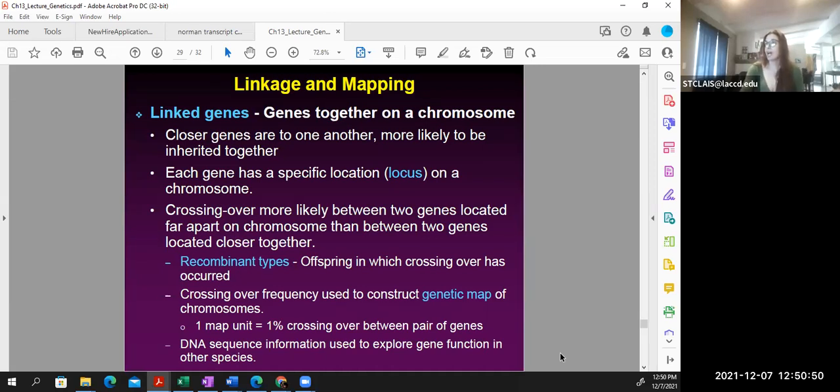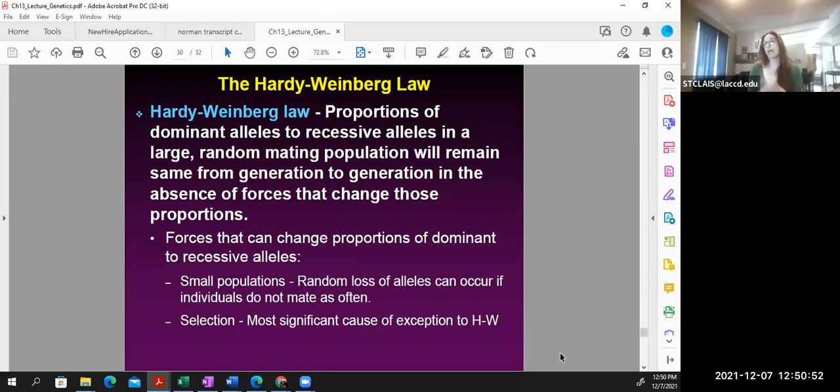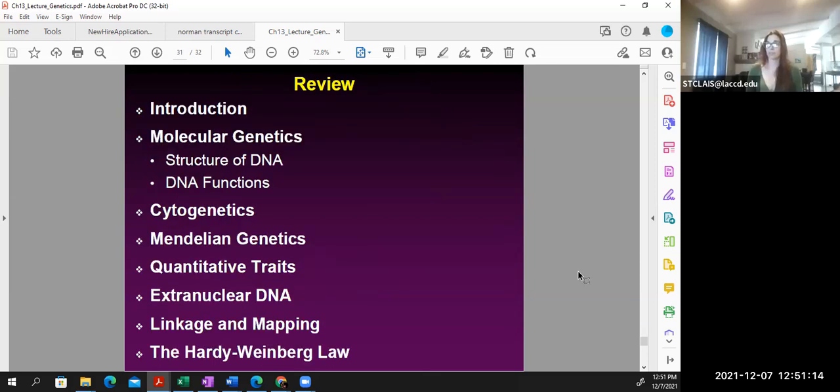Okay. There's also Hardy-Weinberg theory, and this says that the proportion of dominant to recessive alleles in a large enough population with random mating is going to remain static from one generation to another, unless there is some selective pressure. And we also see that this doesn't hold true in small populations.